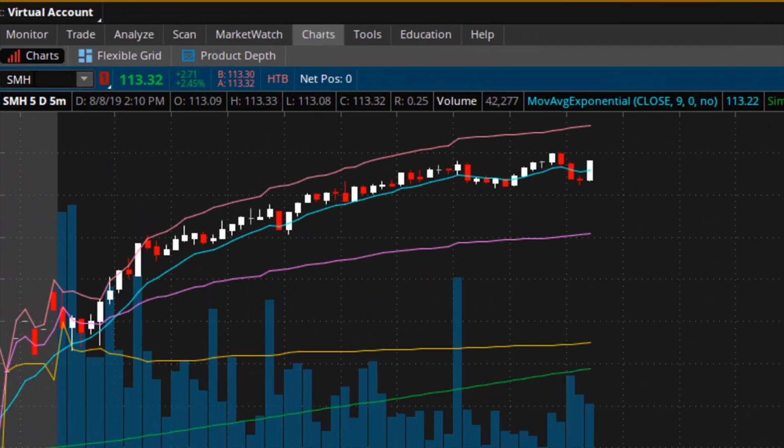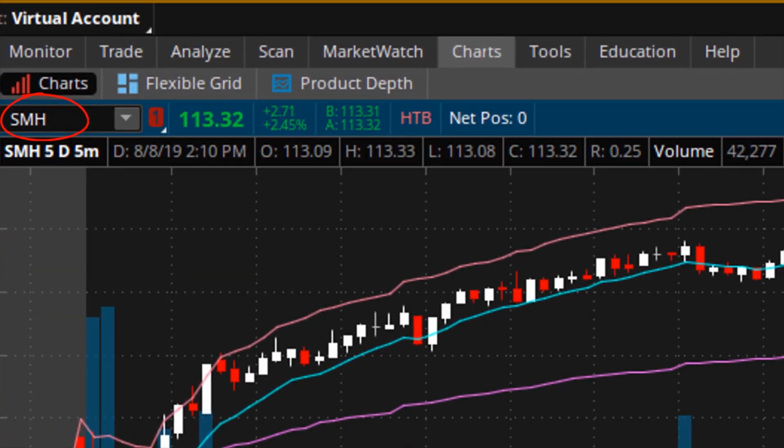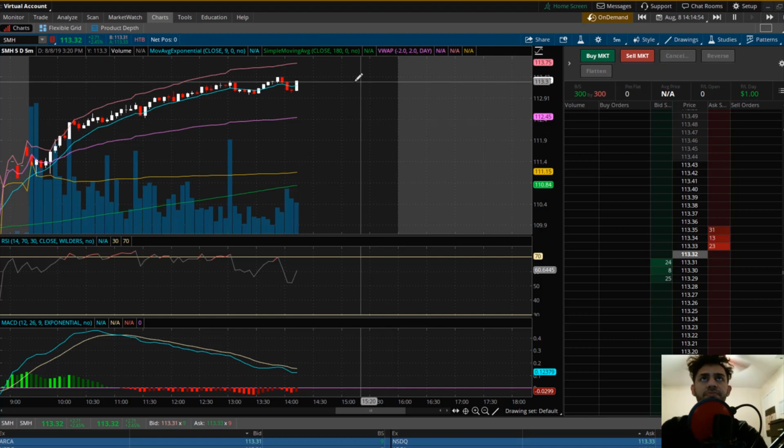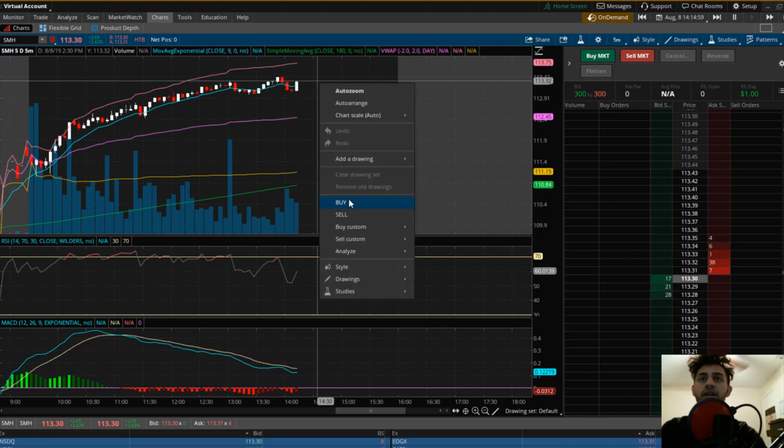We're looking at ticker symbol SMH. It's something to do with semiconductors, but anyways, it's just an ETF that I'm looking at now. I'm not in a position, so let's go ahead and buy into this stock. We're going to click buy.